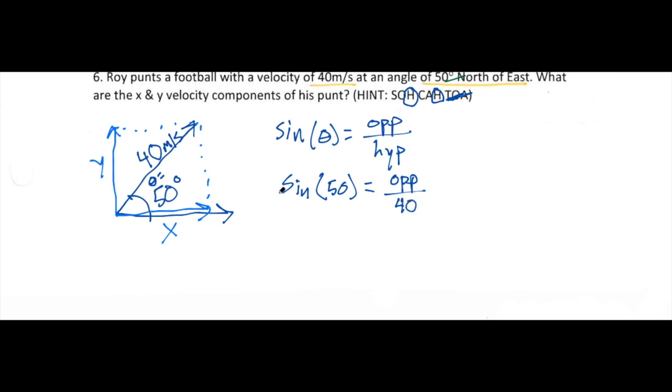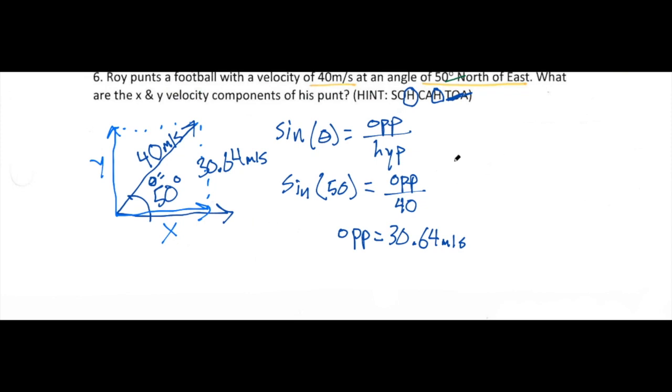So if we do sine of 50, whatever the answer is there, and then multiply it by 40, I'm going to end up with my opposite equals 30.64 meters per second. So what that means is, of this 40 meters per second, the reason I'm getting that is because partly I'm going in the y direction. I'm going in the y direction with 30.64 meters per second worth of speed. But I'm also traveling in the x direction, and that's what we're going to take a look at now. What's my x direction here?